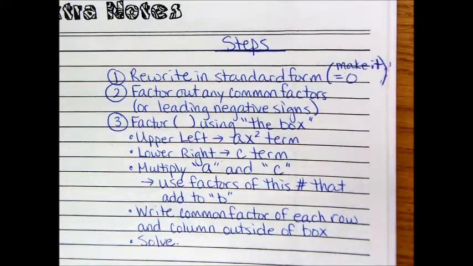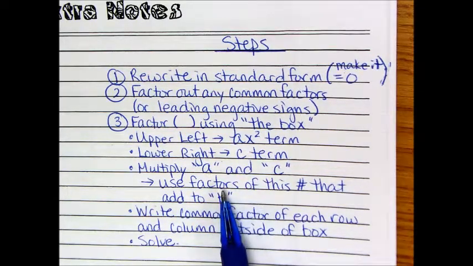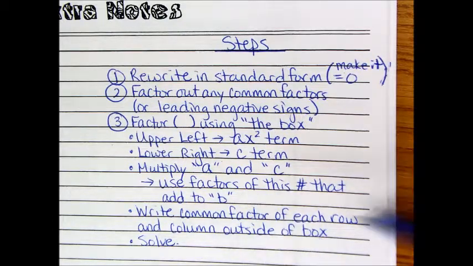And then this is definitely different than the previous lesson. You're going to multiply a times c and get a new target number, and you're going to use factors of that number that add to b. So we'll show it with examples and it makes it easier, but this way you've got it written down somewhere. And then you're going to write the common factor of each row and column outside of the box, and then finally you'll solve it. So pause if needed as long as necessary for everybody to get that down, and then we're going to go to examples.